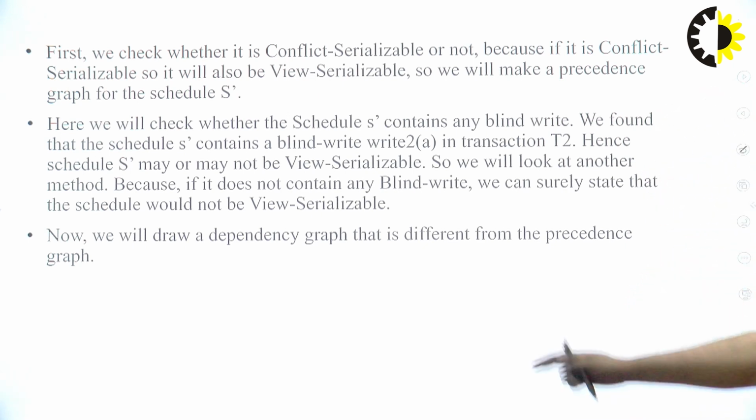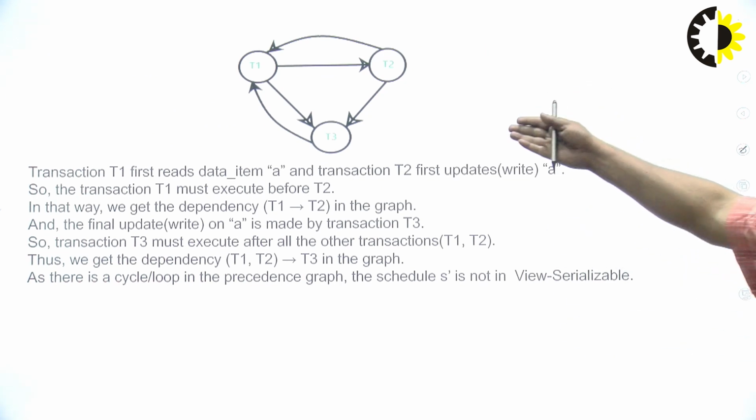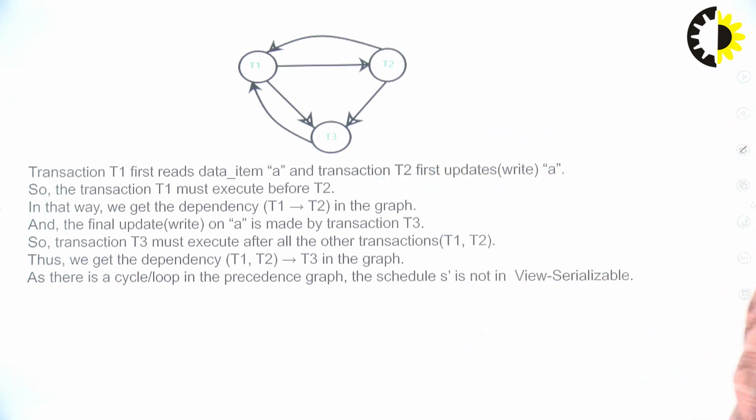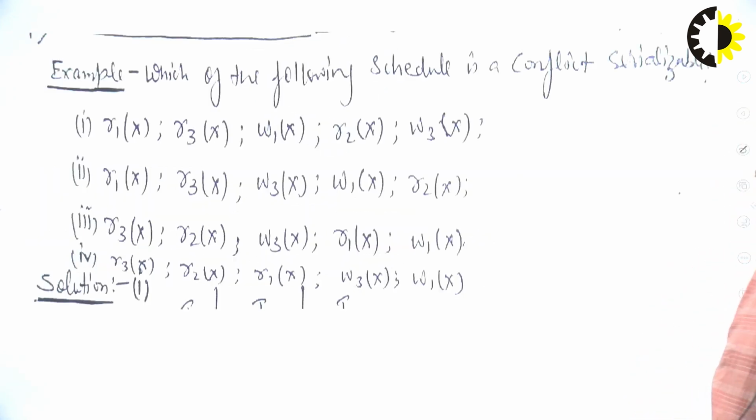But now we will draw a dependency graph that is different from the precedence graph. Here we have already checked this graph. Transaction T1 first reads data item A, and transaction T2 first updates it. So there is a graph we have already seen in an example.